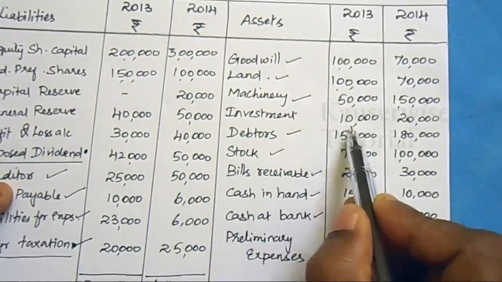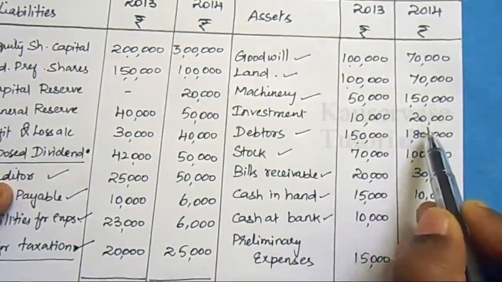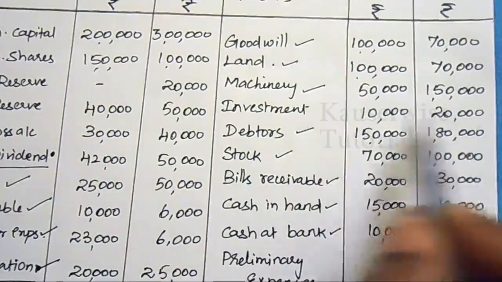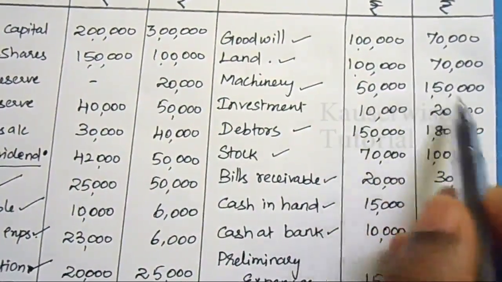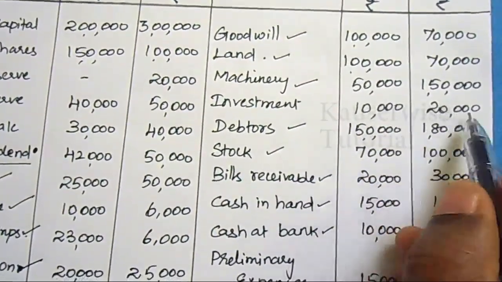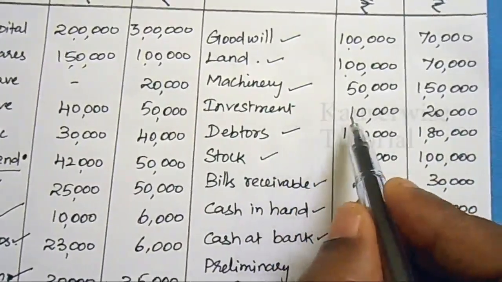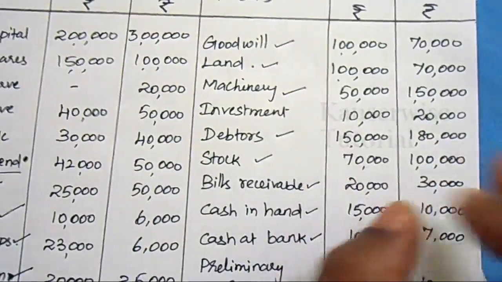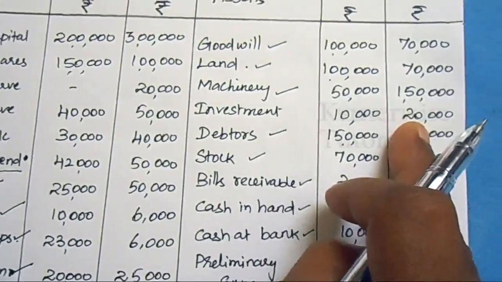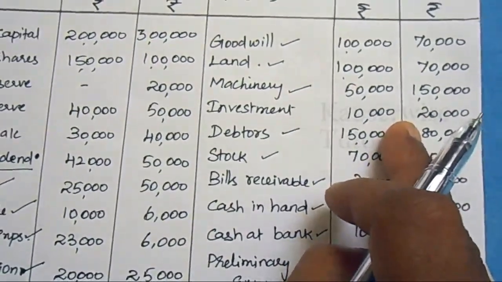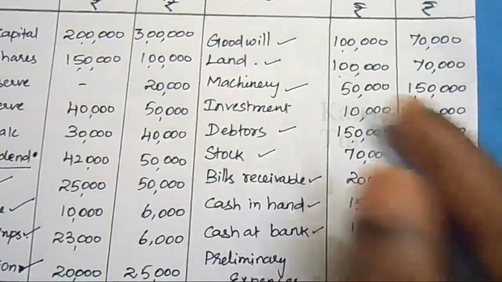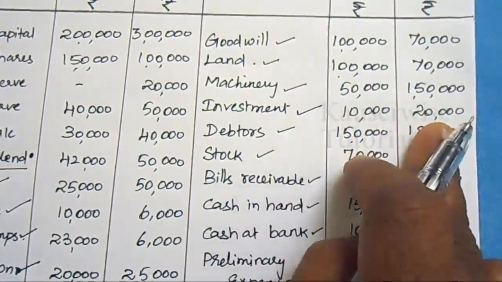Investment: opening balance 10,000, closing balance 20,000. Nothing is given in the adjustments regarding investment. So what is the difference? It increased from 10 to 20, so 10,000 increased, which means purchase of investment. So the purchase of investment will be recorded in the application of fund. Why? Because any inflow or outflow of fund will be recorded in the fund flow statement.